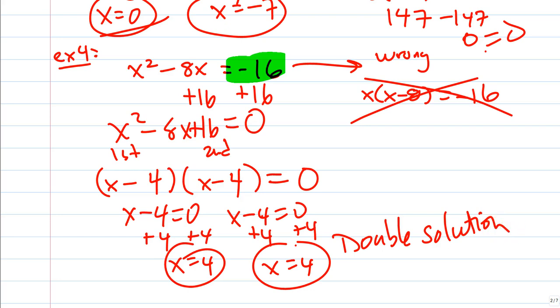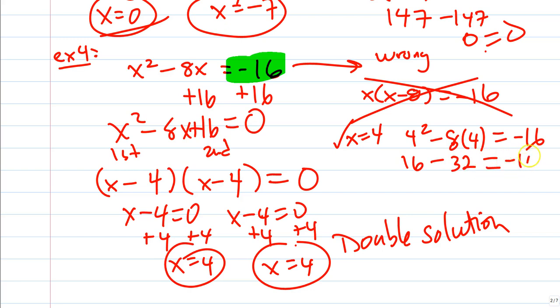How do I know that? Well, I could check it. Does x equal 4? What's 4 squared minus 8 times 4? Well, if we're right, it should equal negative 16. What is 16 minus 32? Negative 16 equals negative 16. This is our solution.